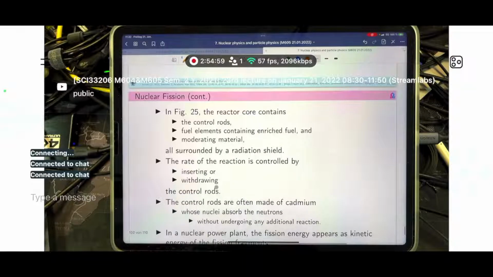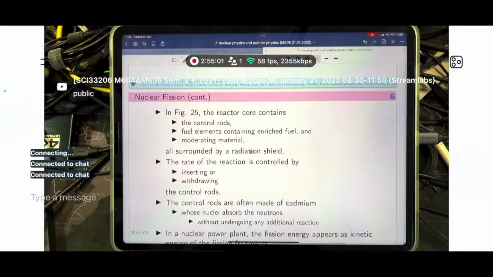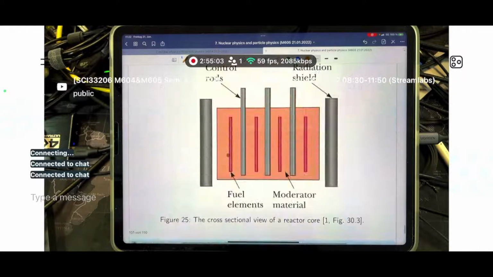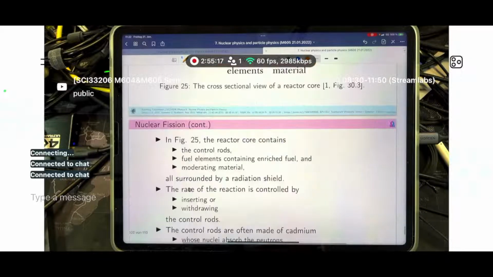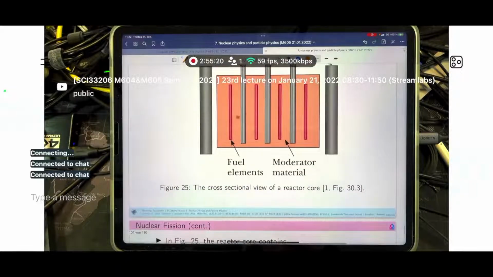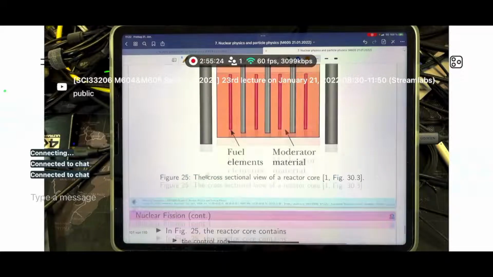Okay, the rate of reaction is controlled by inserting or withdrawing the control rod. If you want more, just take out the control rod, so that the process will take place easily and neutrons will flow around the whole area here, and then you have a higher fission rate. If you don't want to create too much energy, you have to absorb the neutrons somehow.